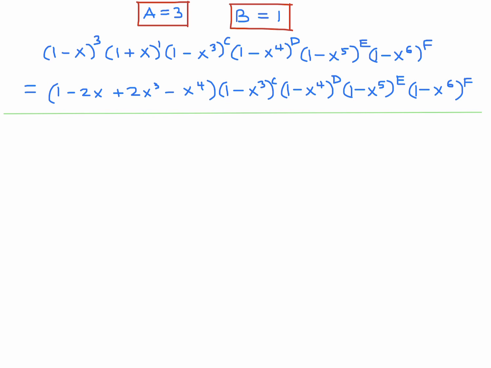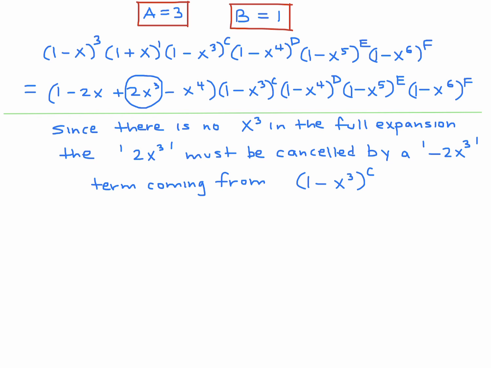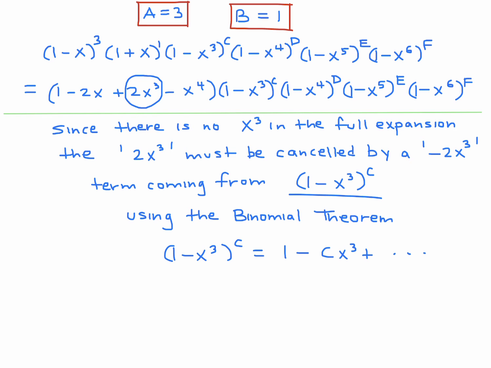As we discussed before, we also have no x to the power of 3 in the full expansion. So that means that this x to the power of 3 must eventually cancel somewhere. And that minus 2x to the power of 3, that will cancel the positive 2x to the power of 3, that's got to come from this guy right here, because that's the only one that has x to the power of 3 in it. And therefore, we have to again use the binomial theorem to expand this, but we only have to do it in a way that we get the very first two terms.